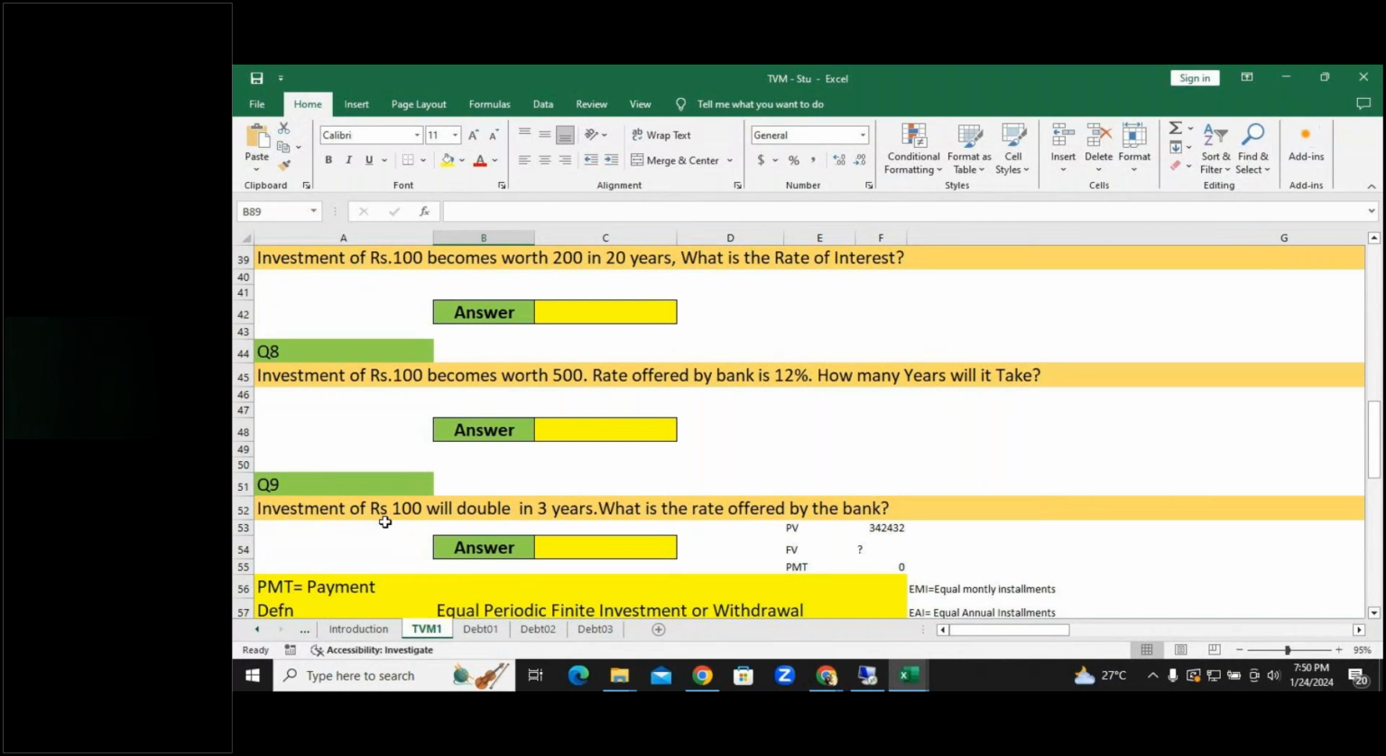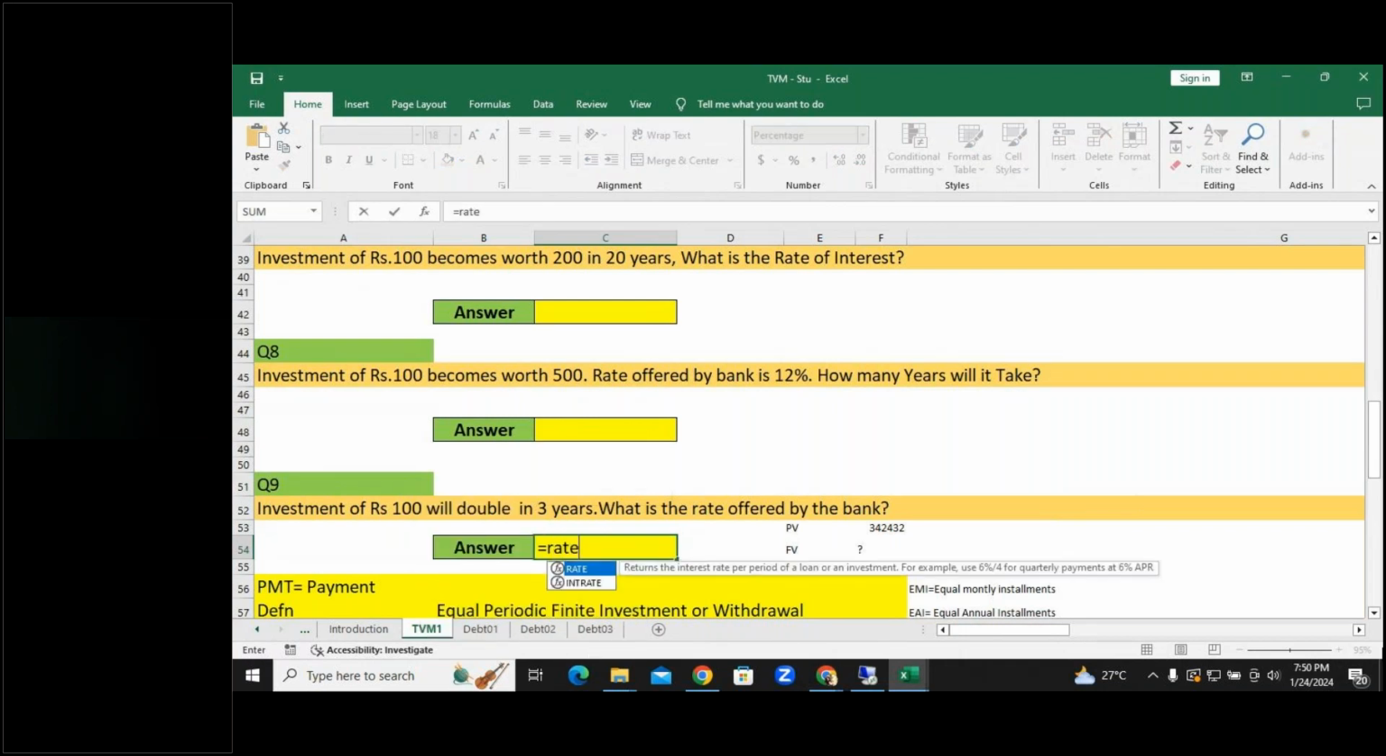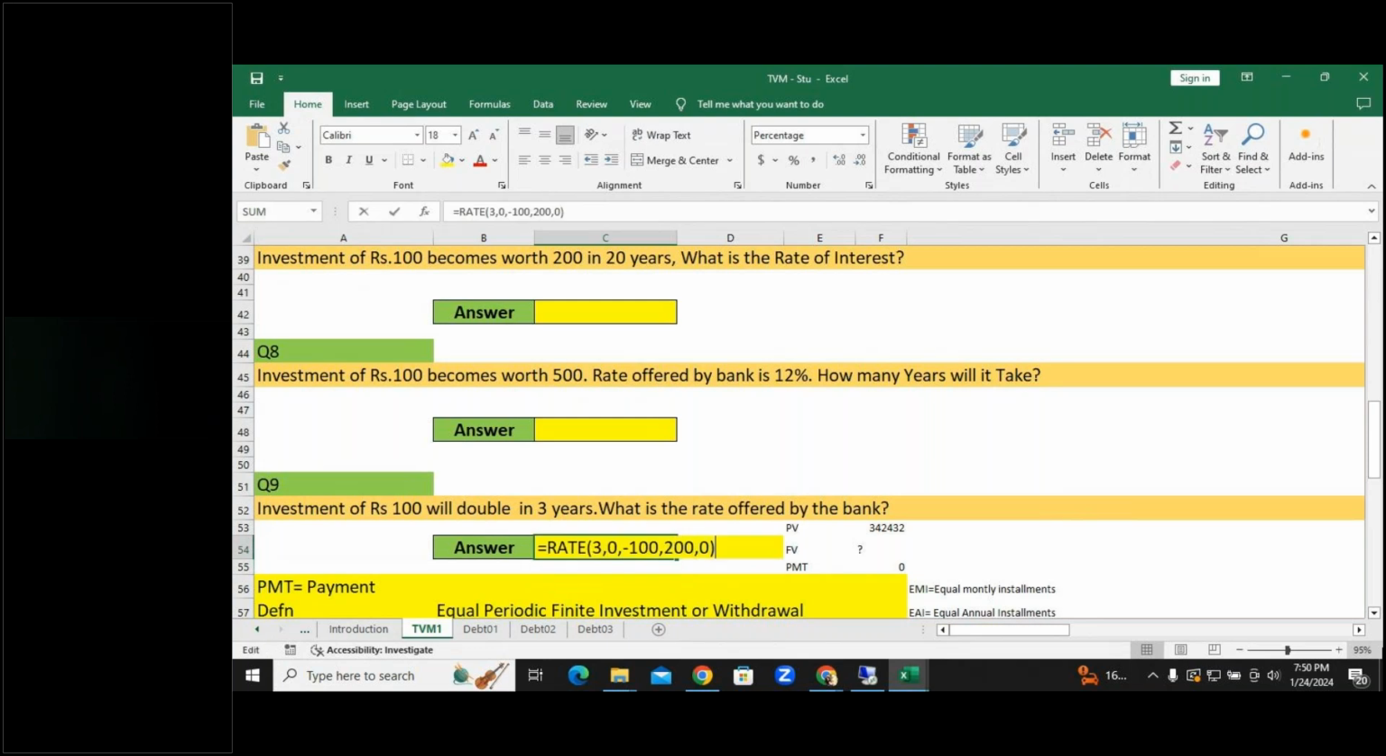So here, investment of rupees 100 will double in 3 years. What is the rate offered by the bank? So here I will type equals rate, open the bracket, NPER is for 3 years, comma, PMT is 0, comma, present value. So today I am making the investment of rupees 100, minus 100, comma, future value. So they are telling it will be double in 3 years. So 200 rupees is the future value, comma, I wanted to check it for end of the period. So enter. Got it.